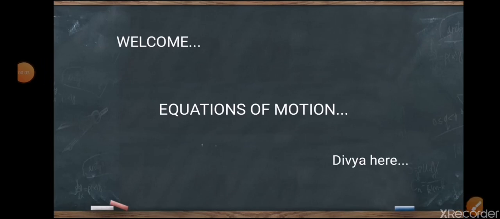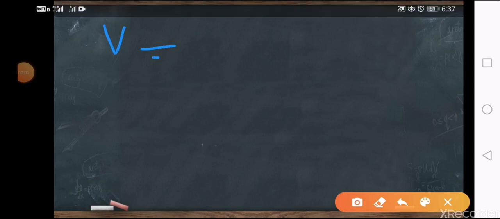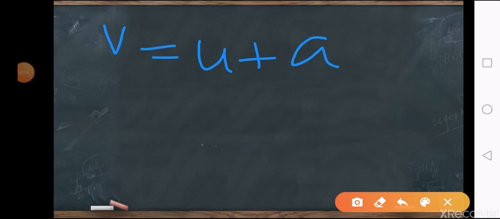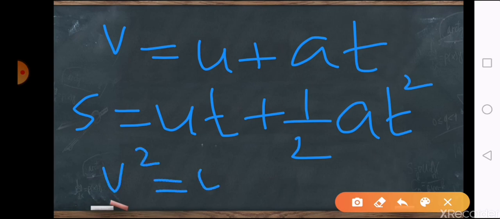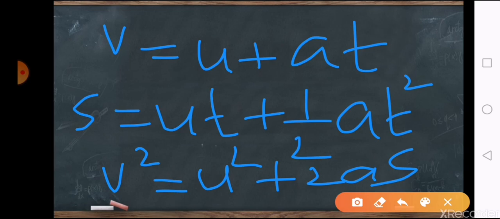Today in our class we will be discussing an important topic, that is the three equations of motion. V is equal to U plus AT, S is equal to UT plus half AT square, and then V square is equal to U square plus 2AS. So these are the three important equations for uniformly accelerated motion which we are going to derive today.